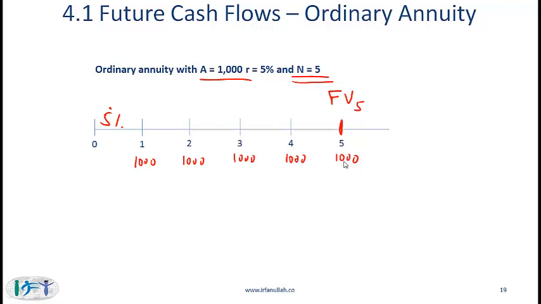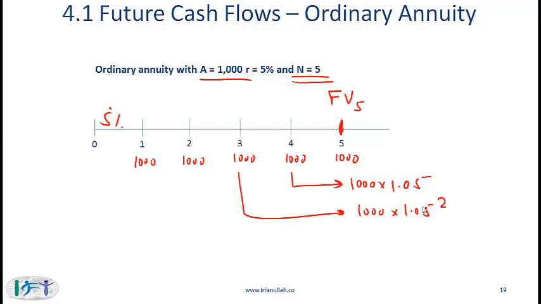This cash flow of 1000 at the end of 5 years is obviously 1000 at this point in time. The 1000 that you receive over here will be compounded one period. So this would be 1000 into 1.05 compounded once. This is going to be 1000 into 1.05 squared. This is going to be compounded 3 periods.